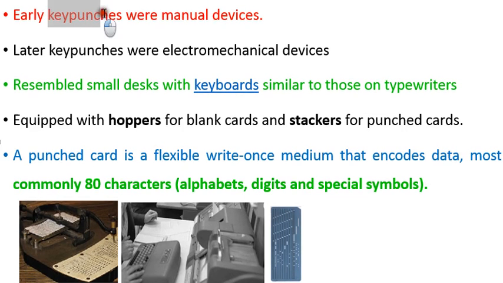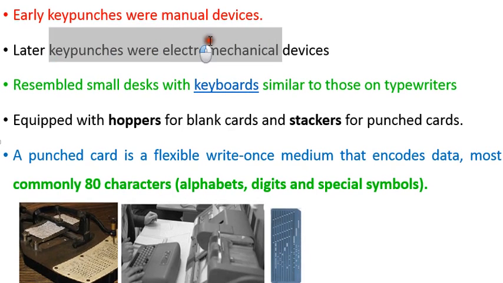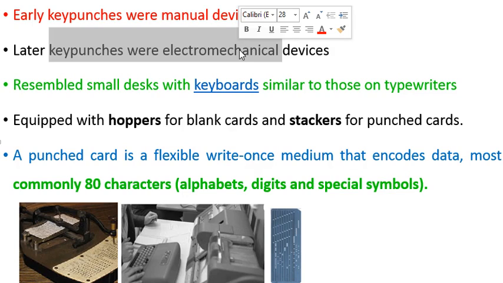The early key punches were mechanical in nature, they were manual in such a way that they don't have anything like an engine that drives them. No, we use our manual labor to operate them. You can see the typical diagram here. As the technology advanced, the key punches were mechanized in such a way that they have electromechanical motors that drive them, just like our printers today have motors inside. In the same way, the further advancement of the key punch made them electromechanical.